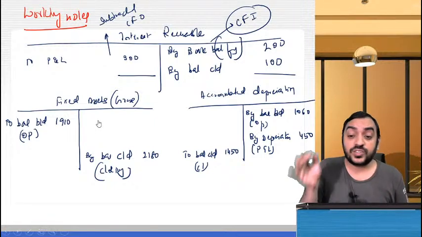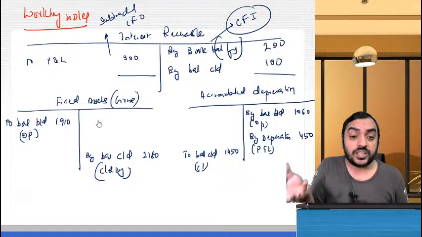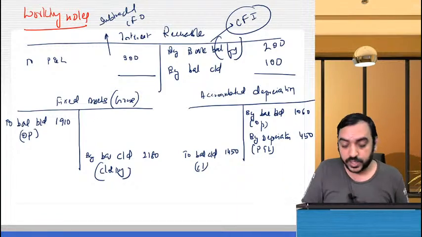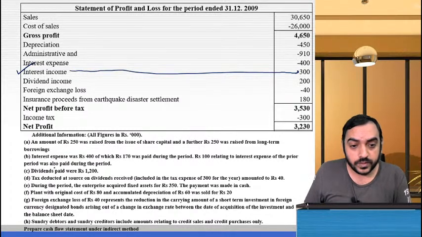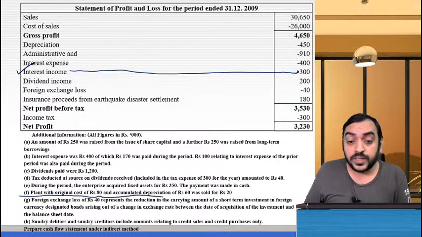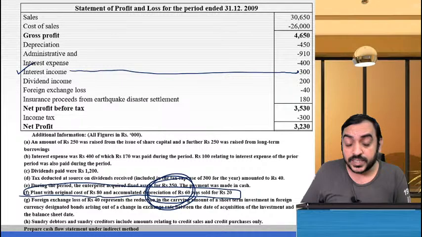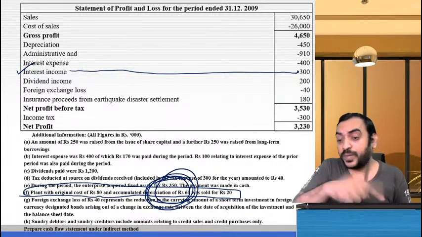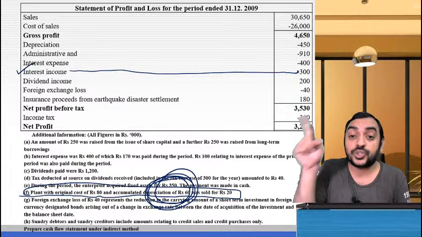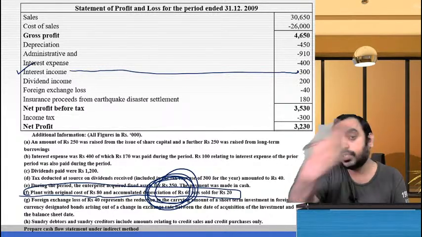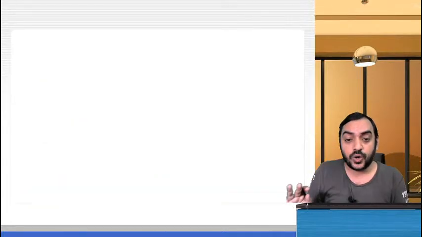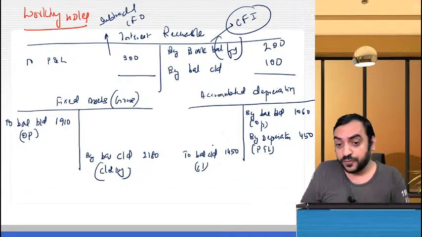Then on the assets sold, only that much will be transferred from accumulated depreciation. What is the information on the sale? Please read. Plant with original cost of 80, accumulated depreciation of 60, was sold for 20. So accumulated depreciation is 60, right? Only that will be transferred between the two ledgers, only in the year of sale.